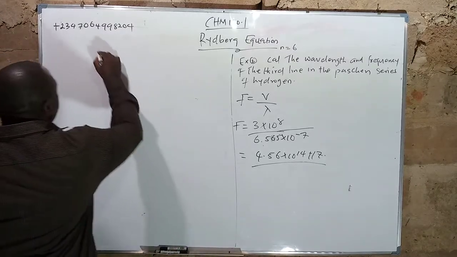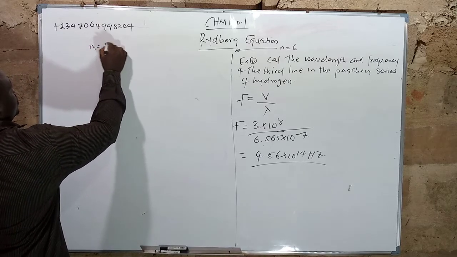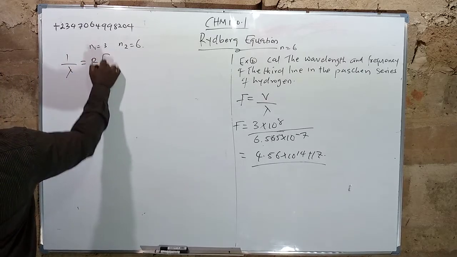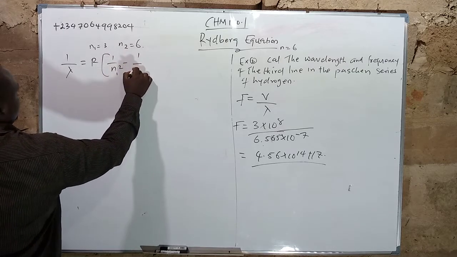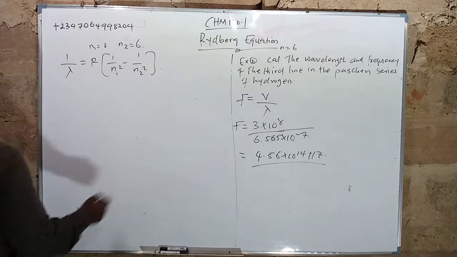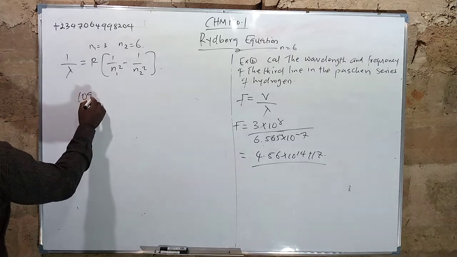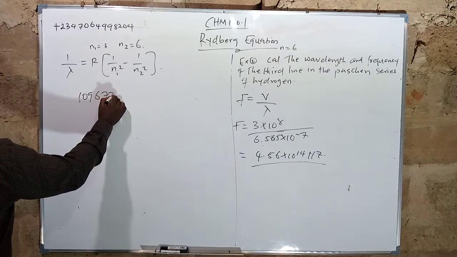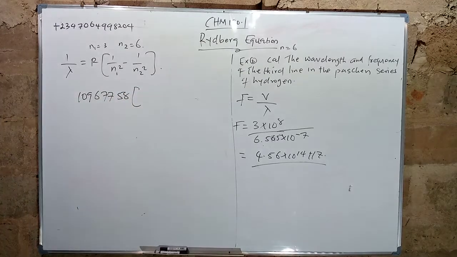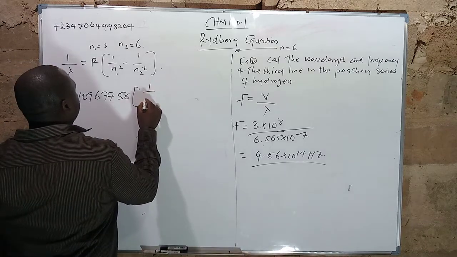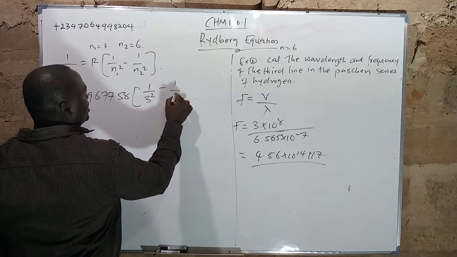Are you getting me? So that means automatically that your n1 is equal to 3 and your n2 is equal to 6. So put it, solve it, please. 1 all over lambda equals R times 1 all over n1 square minus 1 all over n2 square. If you can, pause the video and solve it, please. This is easy. You already know R is 1.0967758 times 10 to the power of 7. And then of course here is 1 all over lambda, and then you have 1 all over 3 square minus 1 all over 6 square.